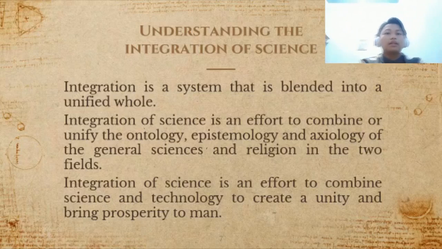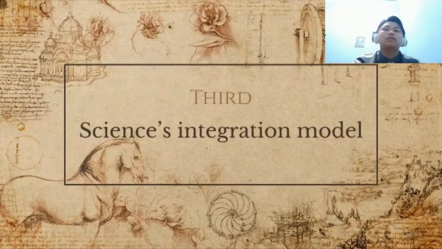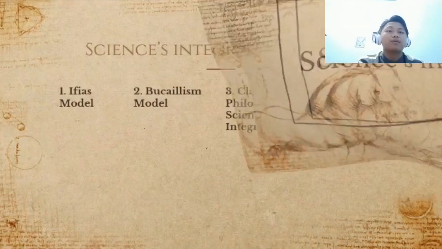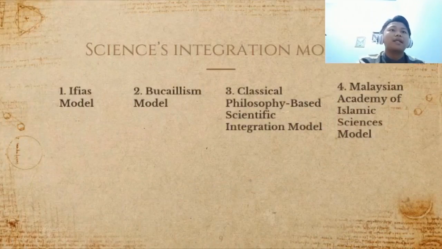And the third, the science integration model. The science integration model has four models. The first, the EVS model. The second, the Bucailism model. The third, the classical philosophy-based scientific integration model, and the fourth, the Malaysian Academy of Islamic Science model.